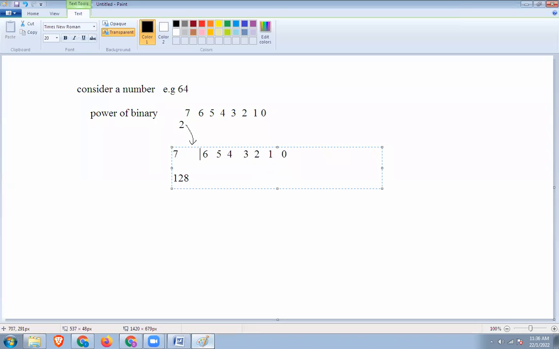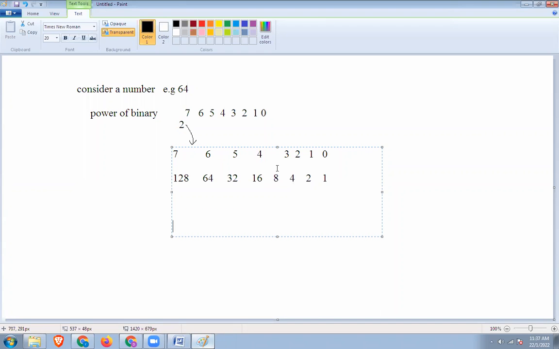I hope you got this. If I take 2 raised to 7, then 2 raised to 7 is 128. Similarly 2 raised to 6 is equivalent to 64. Similarly, 2 raised to 5 is nothing but 32. 2 raised to 4 is equivalent to 16. 2 raised to 3 is equivalent to 8. 2 raised to 2 is equivalent to 4. 2 raised to 1 is equivalent to 2 and 2 raised to 0 is equivalent to 1.